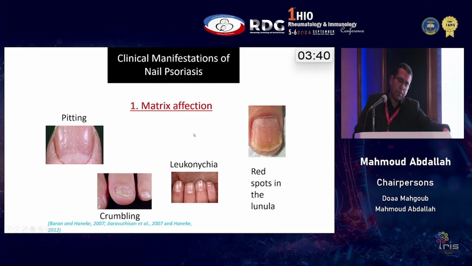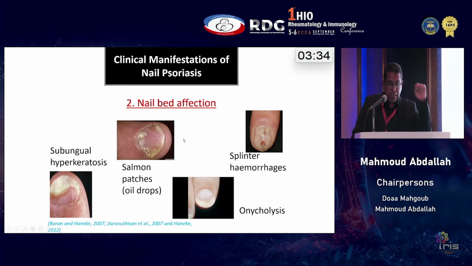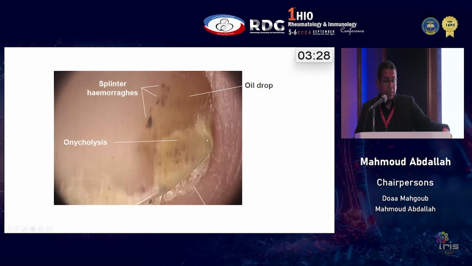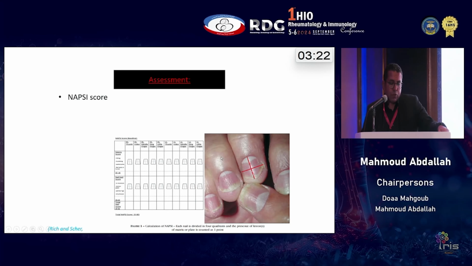The nail may involve the matrix, which is characterized by pitting, crumbling, leukonychia, and red spots in the lunula, or the nail bed, which is characterized by subungual hyperkeratosis, salmon patches, onycholysis, and splinter hemorrhages. These are the signs you can see and diagnose. Oil drop and splinter hemorrhages are usually very useful. We use the NAPSI score in assessment.